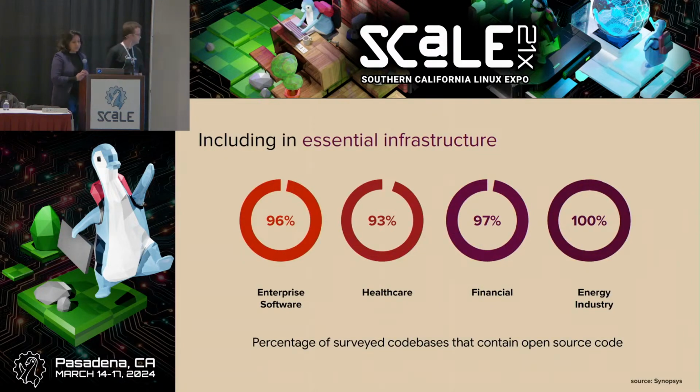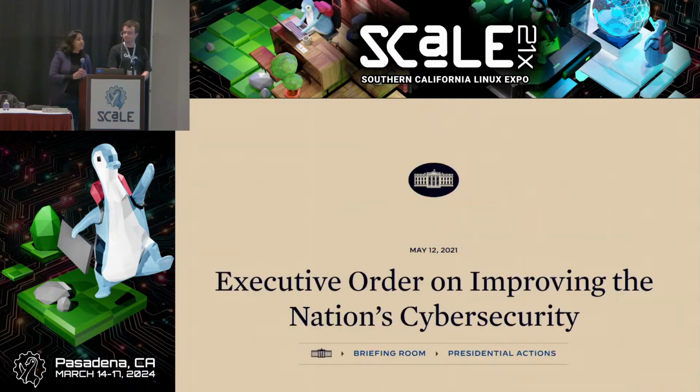This slide shows data from a survey of different industries, outlining how many of their code bases used open source code. Turns out, almost all of them do. 96% of enterprise software, 93%, 90% of healthcare, 97% of financial, and almost 100% of the surveyed energy industry code bases contained open source code.